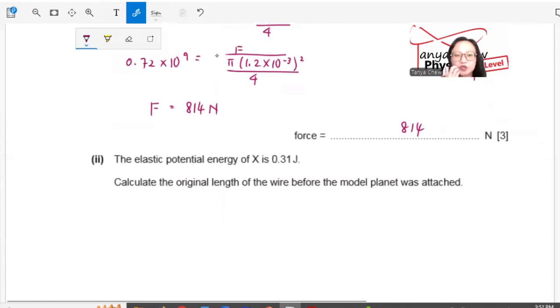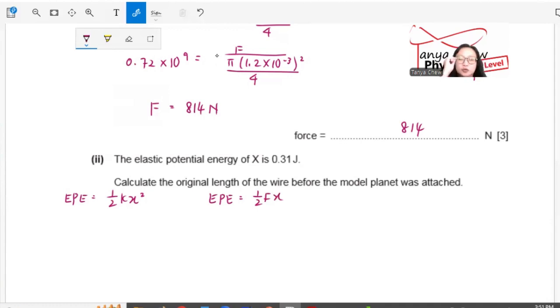The second part, the elastic potential energy of X is 0.31 joules. Calculate the original length of the wire before the model planet was attached. So still remember the equation of elastic potential energy. There are two equations actually. Elastic potential energy can be calculated by using half kx squared, or by using half fx. So it depends on which equation you want to use. But since the k, spring constant or wire constant, is not being given, I am going to use half fx. Elastic potential energy is given, which is 0.31.